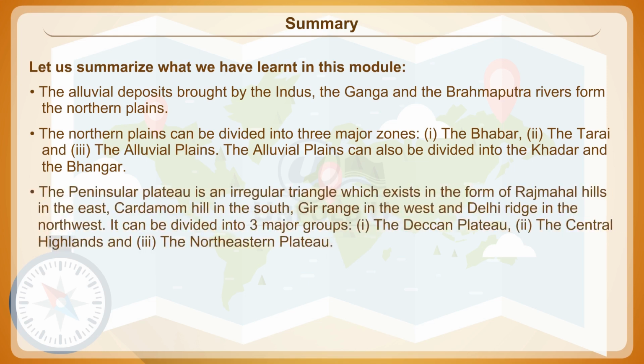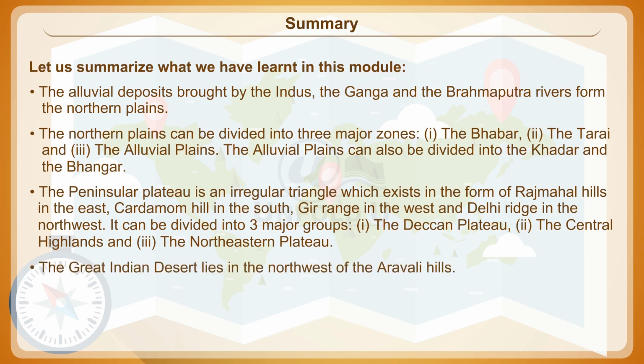The peninsular plateau is an irregular triangle which exists in the form of Rajmahal Hills in the east, Cardamom Hill in the south, Gir Range in the west, and Delhi Ridge in the northwest. It can be divided into 3 major groups. 1. The Deccan Plateau. 2. The Central Highlands. And 3. The Northeastern Plateau.